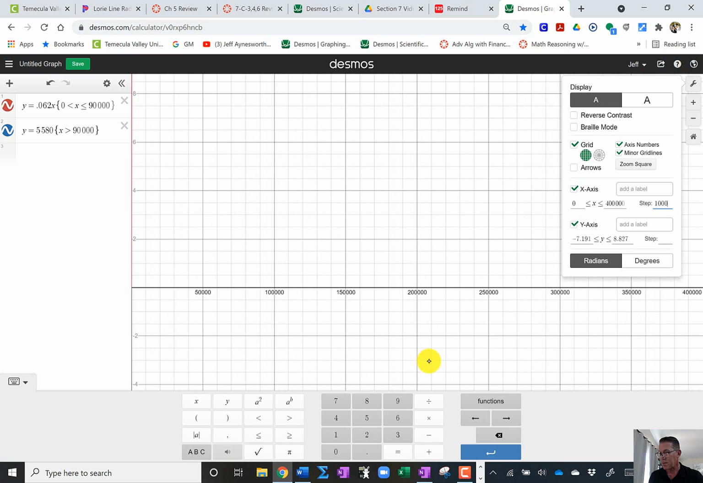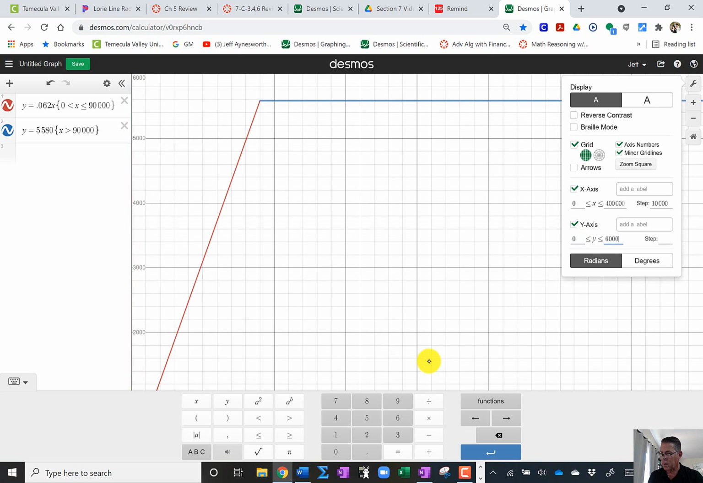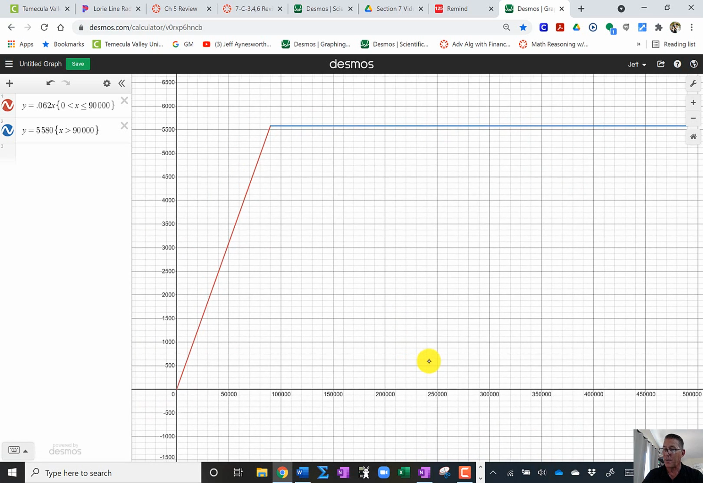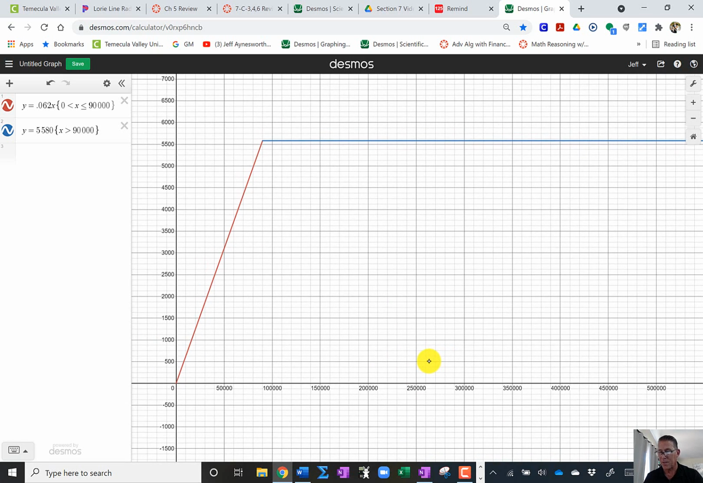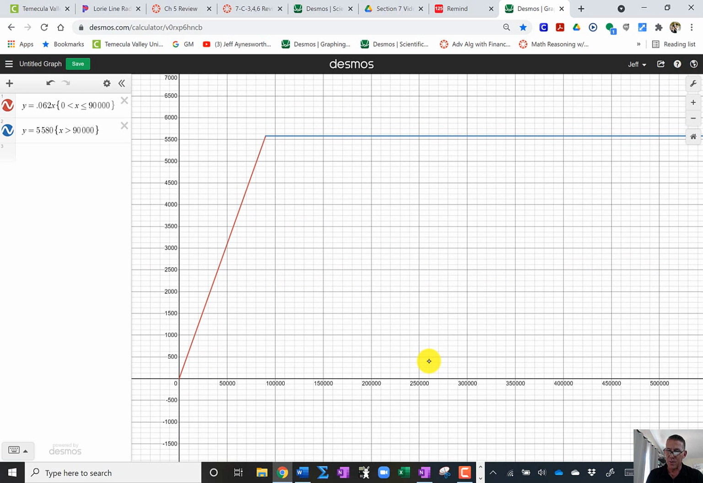because Social Security has a maximum taxable income. But up until that point, if you're on the first part, between 0 and 90,000, you're going to be taxed more and more all the way up until it reaches the max taxable income, which is 90,000. And then things change, and it becomes constant. So that's what the graph looks like, and that's how you do it on Desmos.